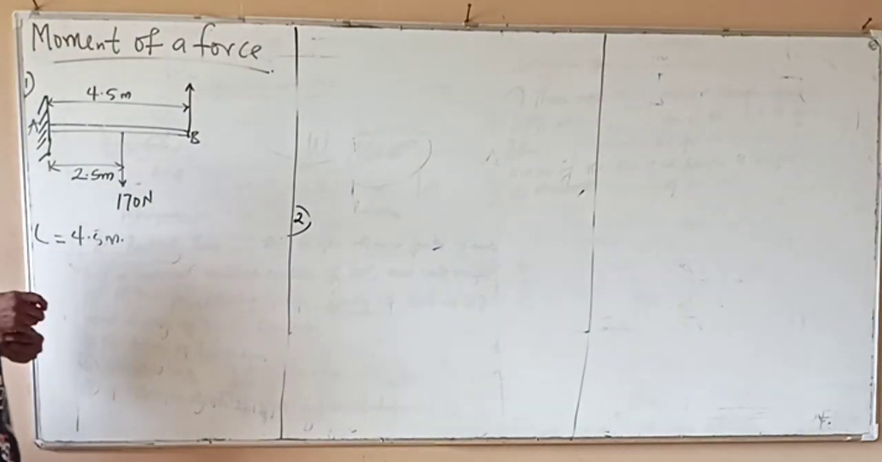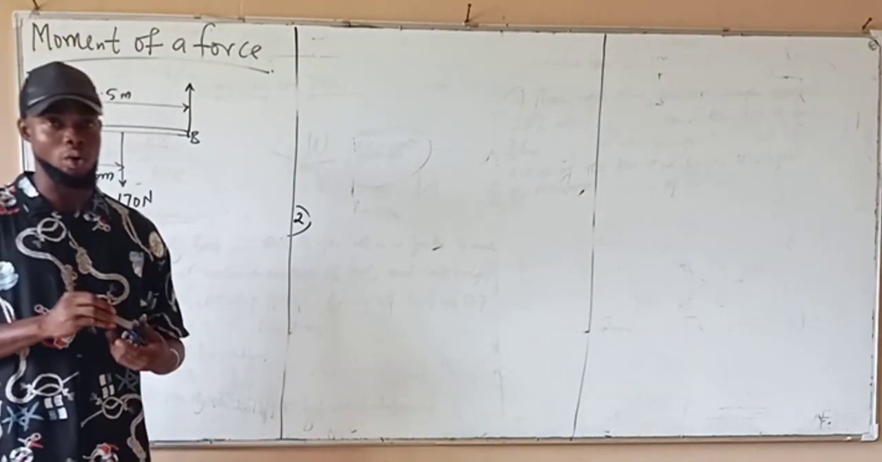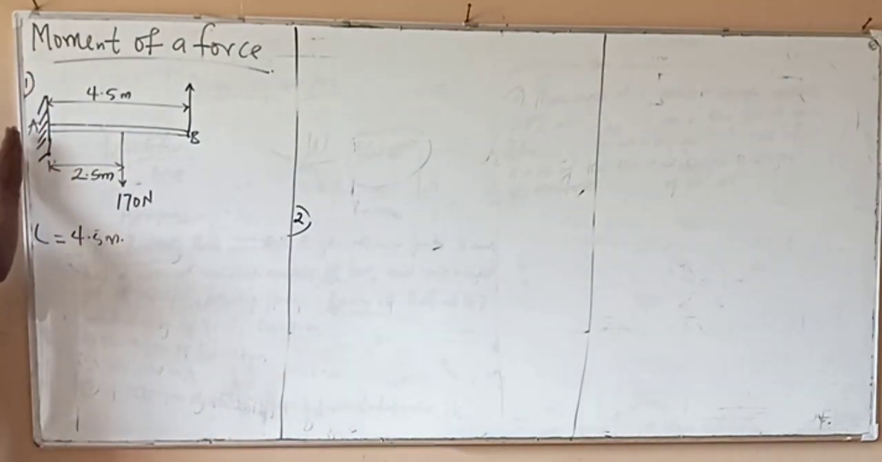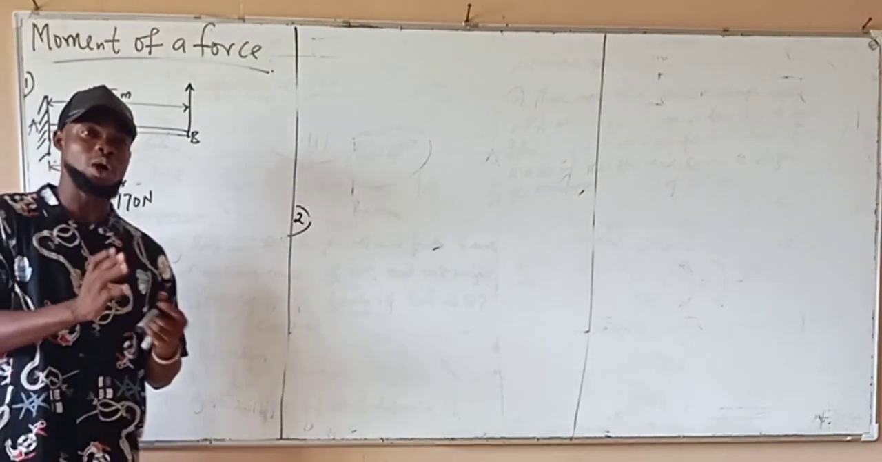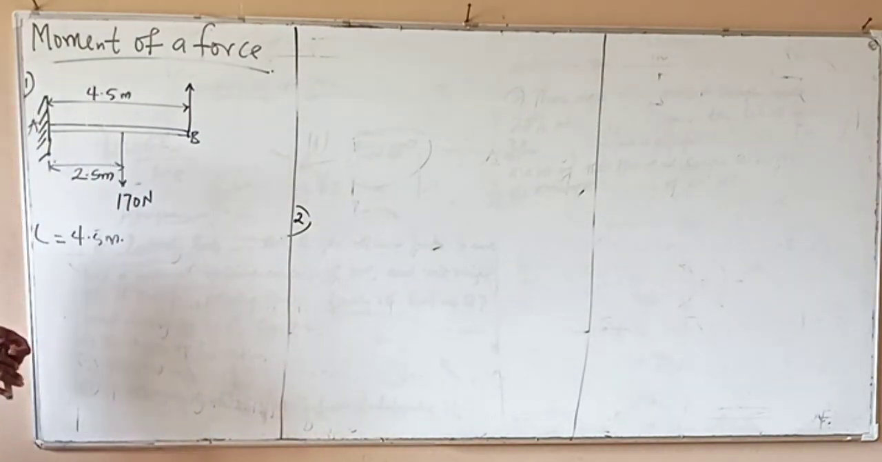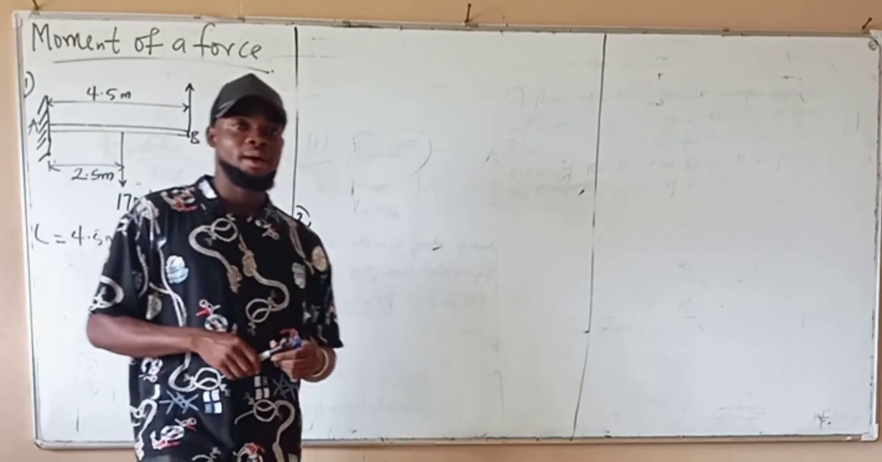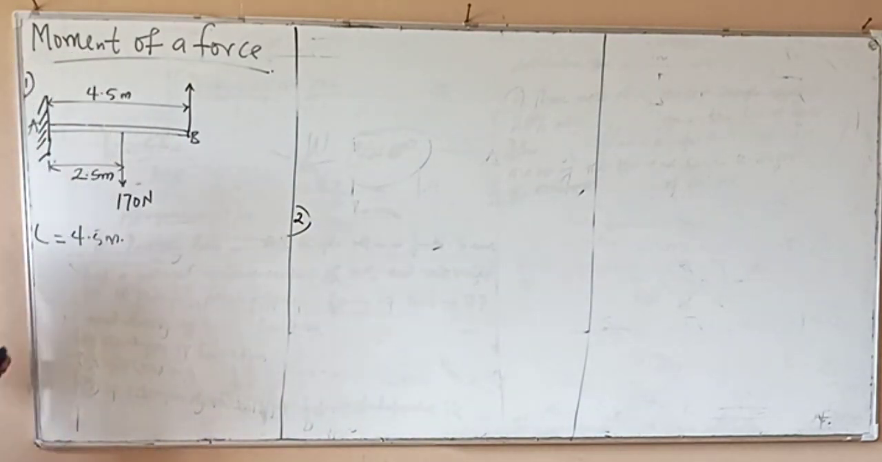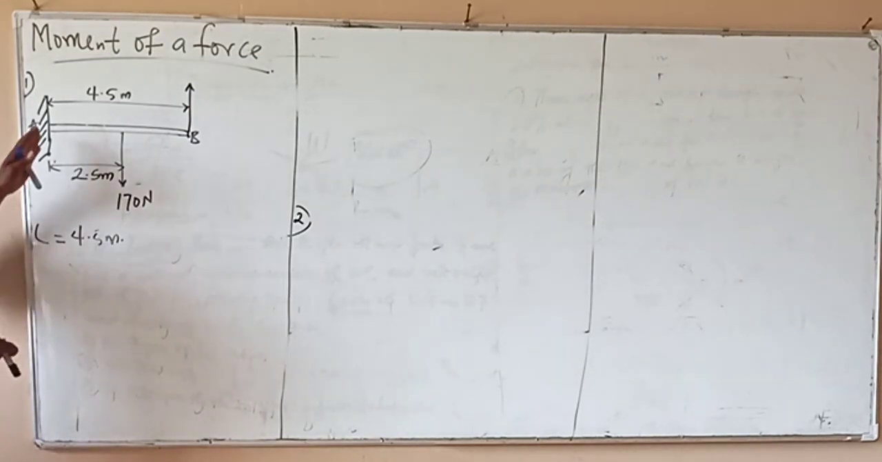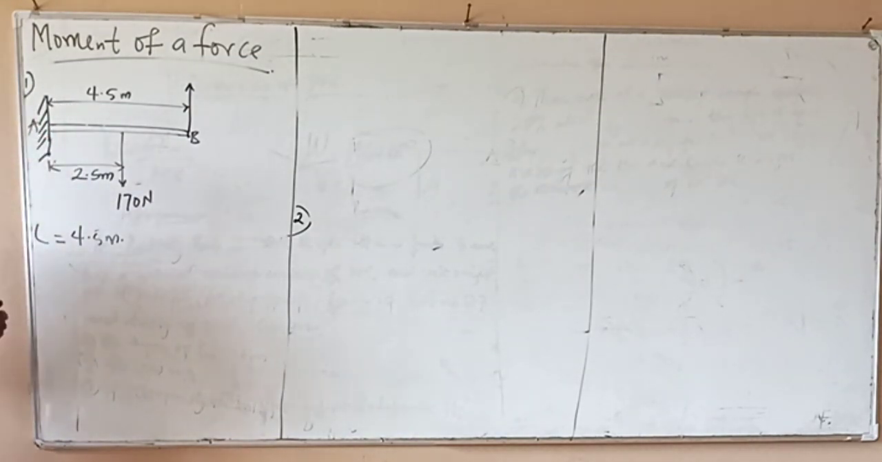A non-uniform beam of length 4.5 meters is hinged at one end in form of a wall. Is fixed at one end in form of a wall. A wall is not a hinge. A wall is a fixed end. Okay, it's fixed at one end in form of a wall. And if the weight of the beam, okay, if the question says hinge, no problem.